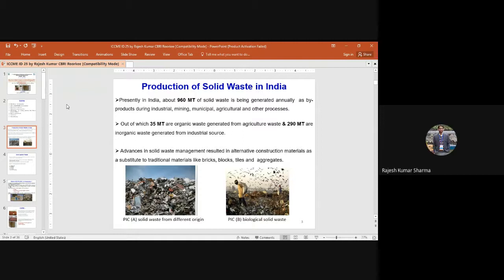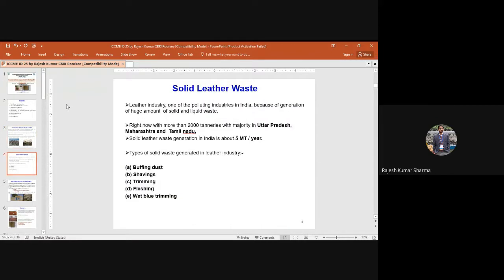So as we know that presently in India, about 960 million ton of solid waste is generated from various kinds of activities, industrial, mining, municipal, agricultural, and other processes, out of which about 35 million ton are organic waste and 290 million ton are inorganic waste from industrial sources.